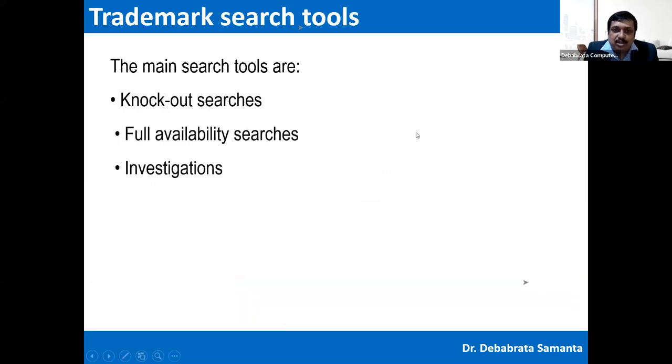A lot of tools are there, because we know that sometimes as students, as academicians, as insurance people, it's not easy to go for the trademark search procedure. So how can you find out whether it previously exists or not? A few effective knockout searches are there, full availability searches are there, and investigations in the proper manner. These three things are the most important search tools which can provide a proper trademark.